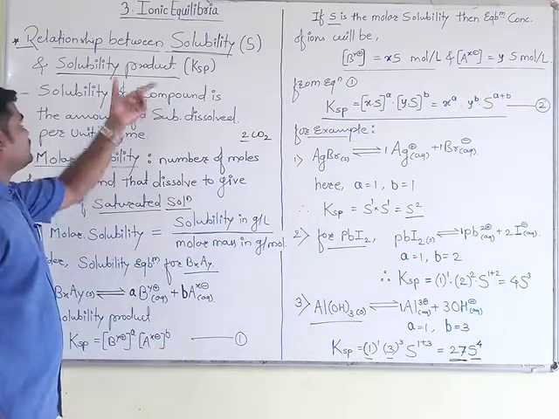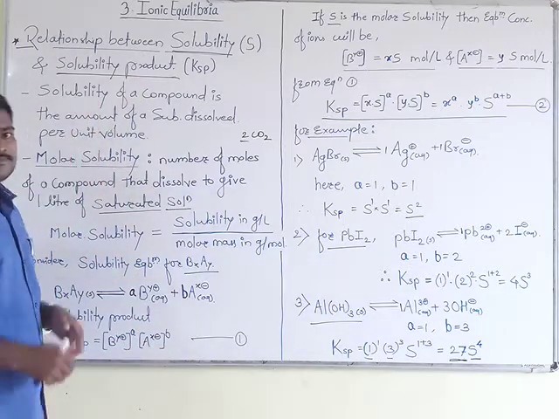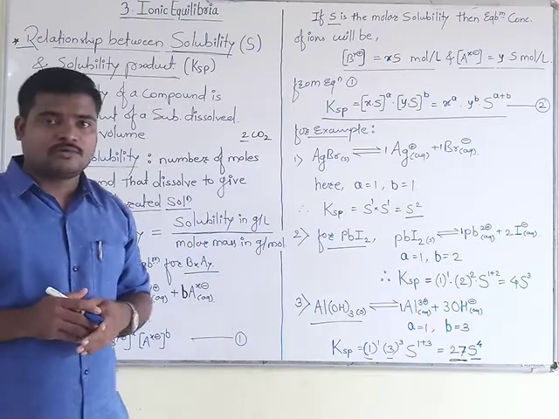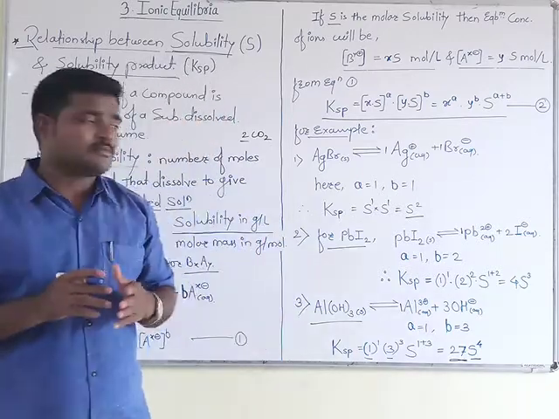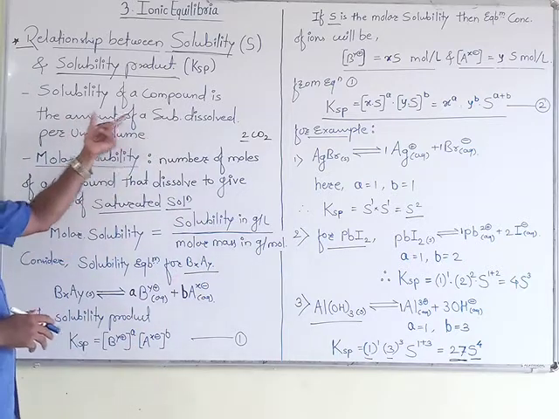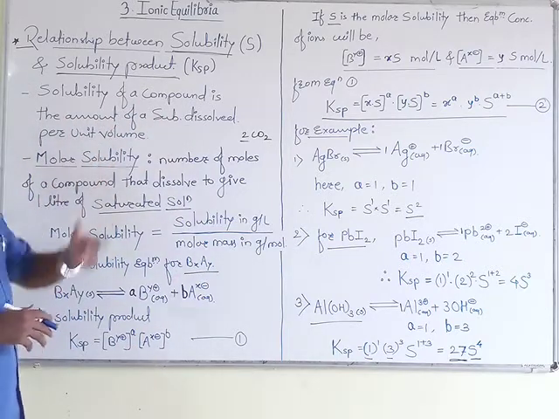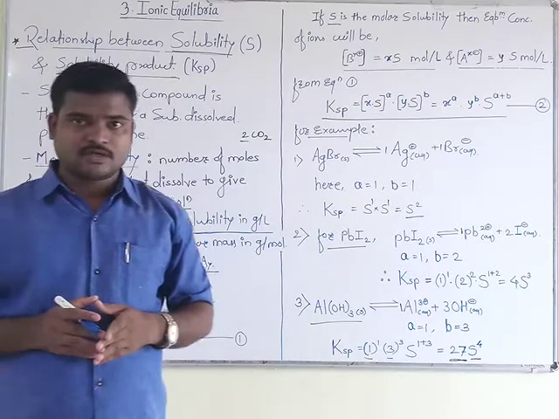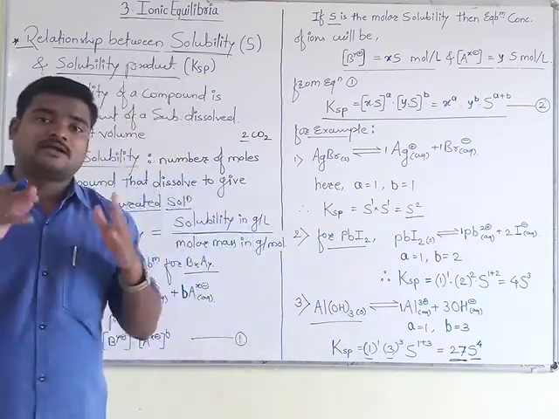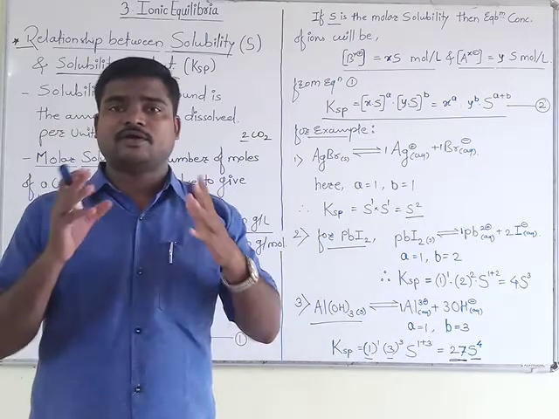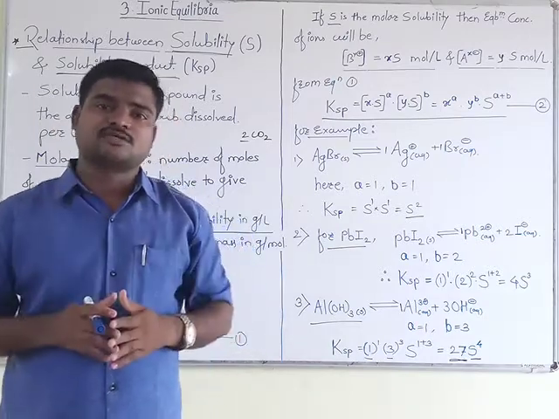First of all, we will understand what is meant by solubility. The solubility of any compound or chemical substance is nothing but the amount of substance dissolved in a unit volume. That unit volume must be fixed. Either it may be 100 ml or 1 liter, that is 1000 ml.